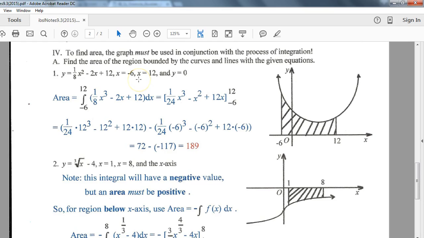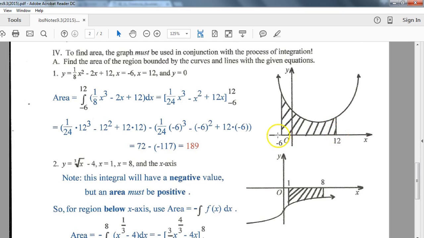Same idea right here, but this one really helps to have a visual aid of what we're doing. So if you were to take this function and graph it, the 1/8 x squared, so on, you would get this parabola that you see here. And if we're going to find the area bound by, they're giving us a couple boundaries. So from -6 to +12. So if I drew in the line x equals -6, I get that vertical line. If I drew in the line x equals 12, I get that vertical line.